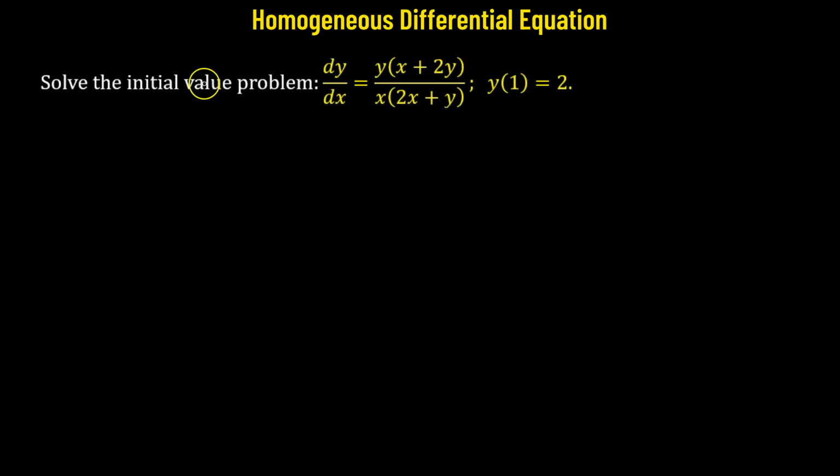Let's solve the following initial value problem. So here we have the given differential equation. First, let's consider this particular function and denote it with f of x comma y.